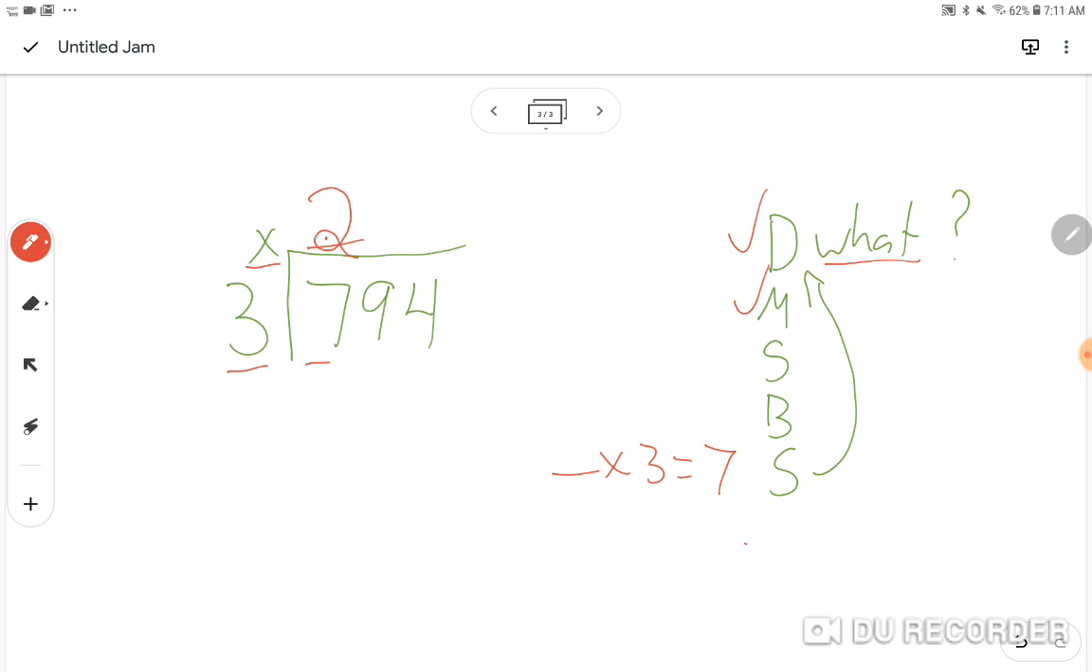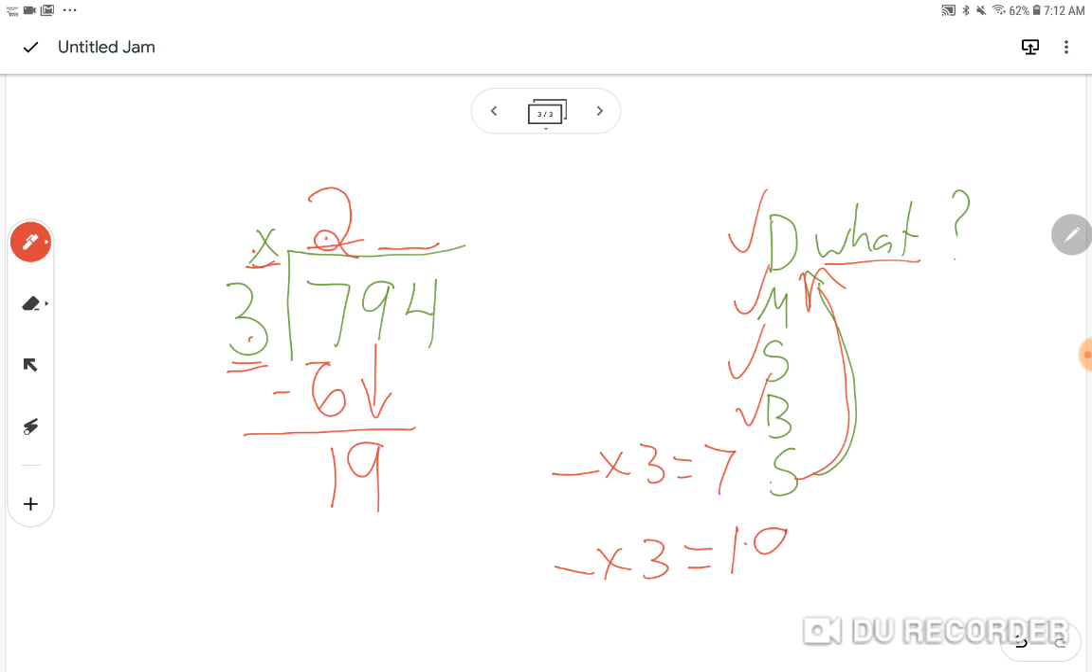Now we multiply. 2 times 3 equals 6. Subtract. 7 take away 6 is 1. Bring down. Now here, okay, so we just multiplied, subtract, brought down. Now we're going to start over. Say what again? What times 3 equals 19?